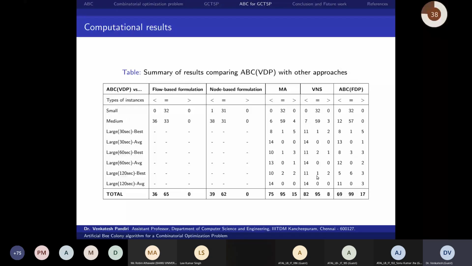Once after comparing the results, we are able to find out that this artificial bee colony algorithm with variable degree of perturbation is able to perform very well in most of the instances. The previous approaches are flow-based formulation, node-based formulation, memetic algorithm, and variable neighborhood search. We compared our algorithm ABC VDP, and ABC FDP is also ours. We found that ABC VDP is performing better than all the previous approaches, and better than ABC FDP also.